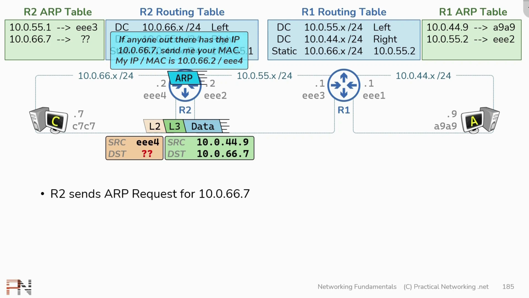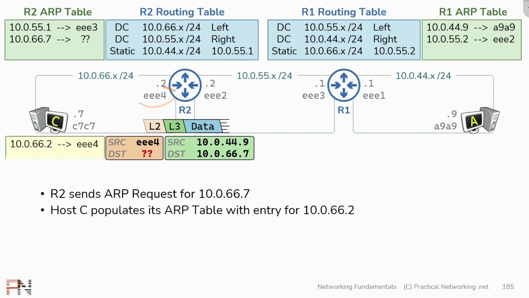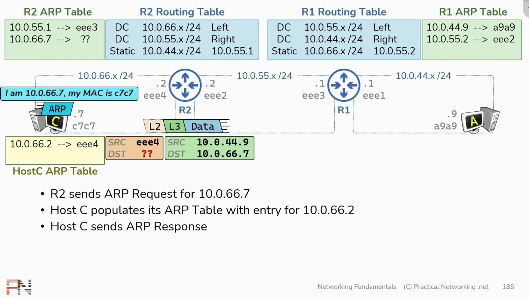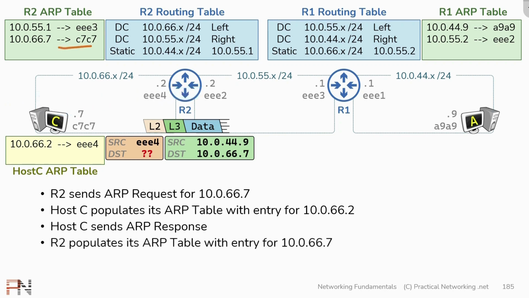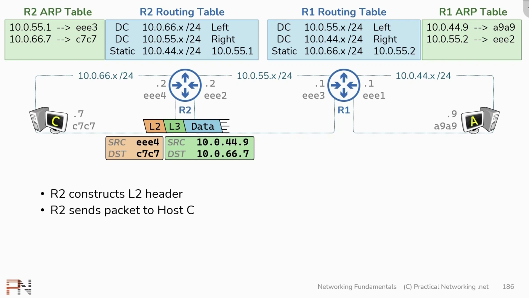This will follow the same process we've already outlined. Host C will learn the MAC address mapping for router 2 by receiving the ARP request from router 2. This will be useful for the return traffic back to host A. Then host C will generate an ARP response. This ARP response is going to include the ARP mapping that router 2 was trying to resolve. Once router 2 receives the ARP response, it'll populate its ARP table with the appropriate MAC address, and then it can finally create the appropriate layer 2 header to get the packet to host C.